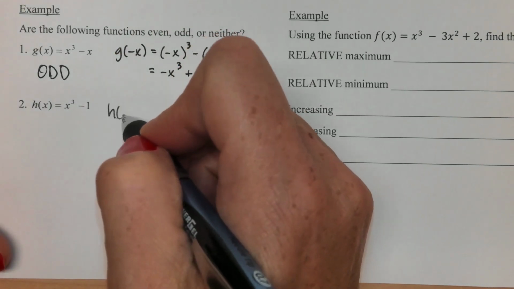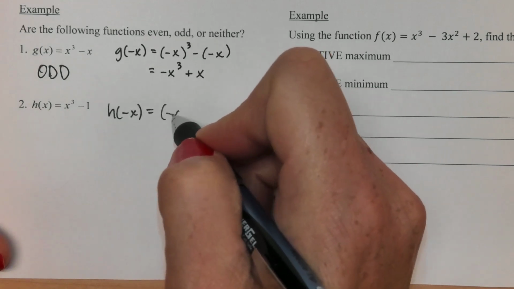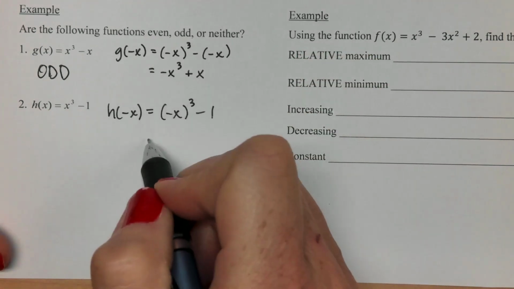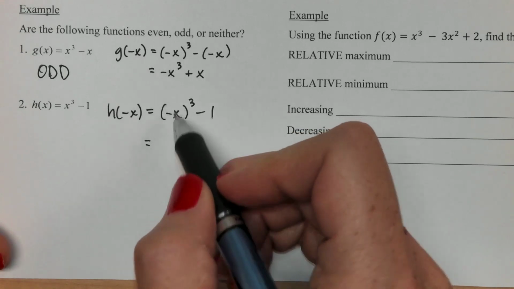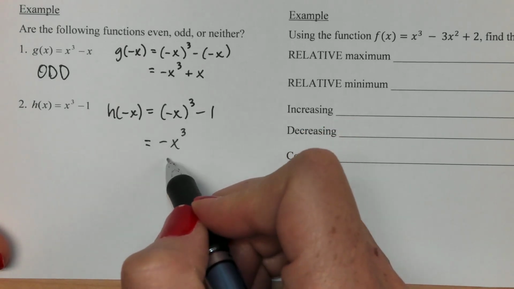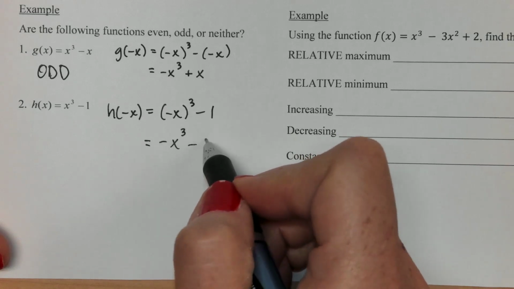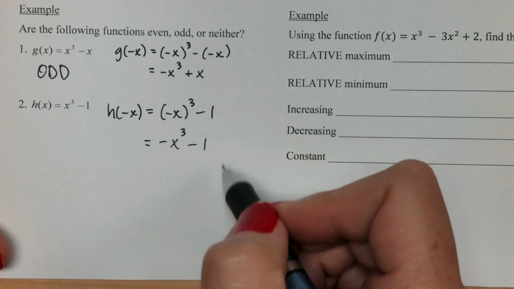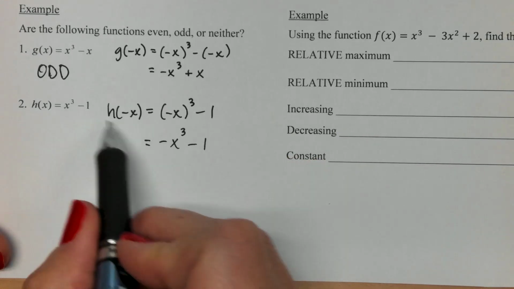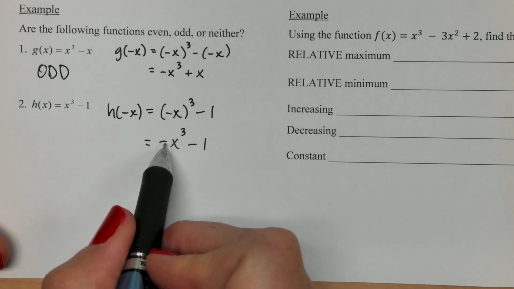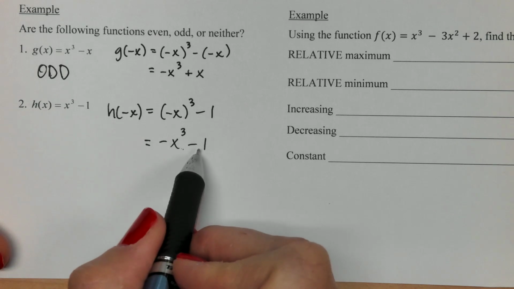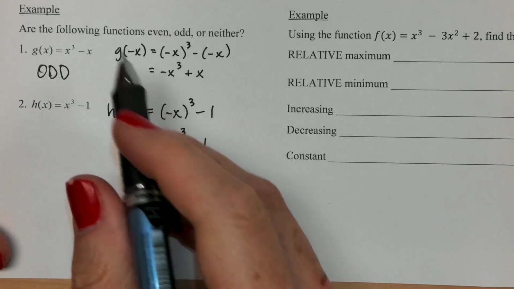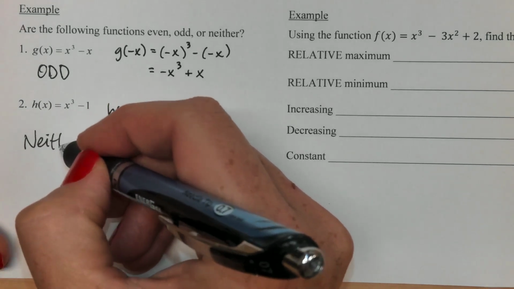Next one, h of negative x. We're going to plug a negative in everywhere and see what happens. So if I have a negative x and I cube it, just like up there, I'm still going to end up with a negative x cubed. And then I just have this minus 1. There was nothing to plug in there, so no way that was going to change. It did not stay the same. That was positive. This is now negative. So that switched, but then this negative 1 stayed negative 1. So I have one that switched and one that didn't. So this is actually a neither.